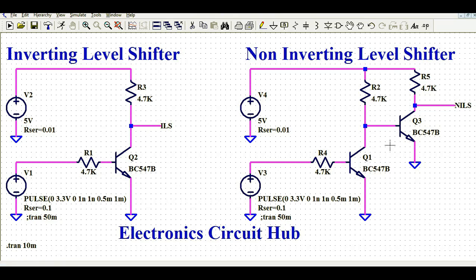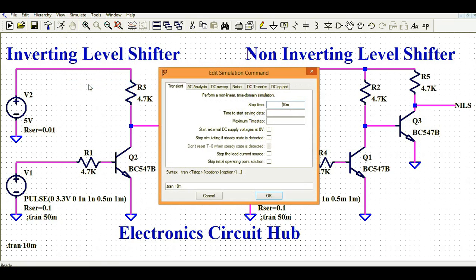You can see here I have used 2 NPN transistors in order to achieve the same phase and polarity. Here I have used a single NPN transistor. Now let me run the simulation and show you the different waveforms for the inverting and non-inverting level shifters. If I click on simulate and edit simulation command, you can see I kept the stop time at only 10 millisecond. Click on OK.